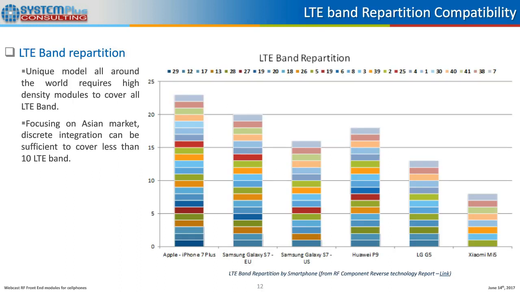So first, depending on the business model of the original equipment manufacturer, the coverage of the band spectrum could affect the system implementation choice. For example, one model working all around the world brings compatibility with all LTE bands, which results in less than 25 bands supported. Whereas some OEMs focus their application on one world area, resulting in less than 10 bands covered and a freedom in PCB space.